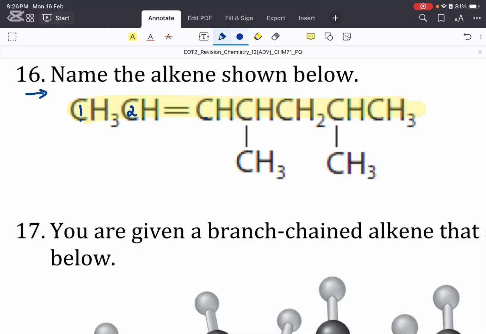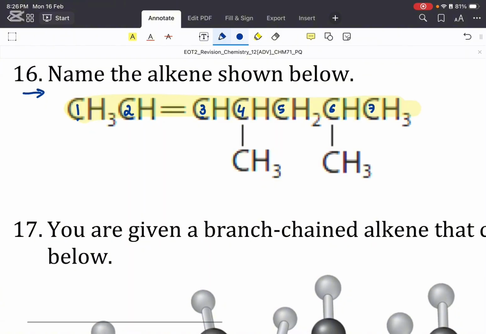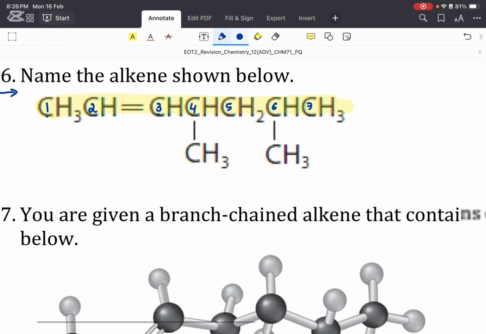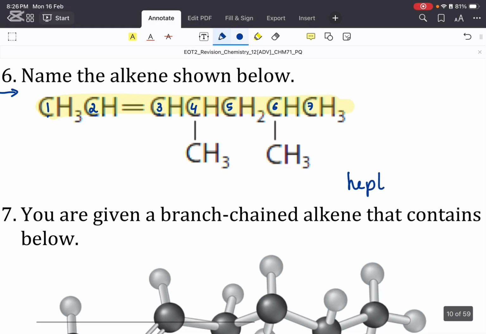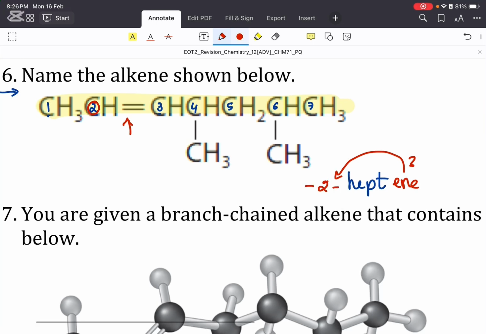My advice to you, always write the number inside the carbon itself, because I don't want you to miss a carbon while counting. So I have here 7 carbons. So this is going to be a hept-ene, because I see a double bond. When you say ene, you've got to tell me where it is located. It's on the second carbon. So I have 2-heptene.